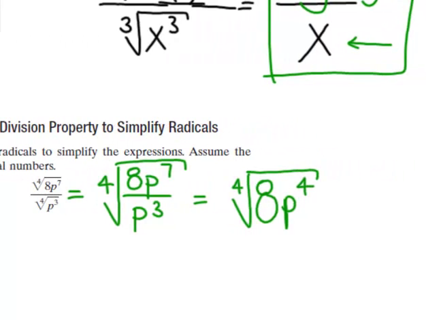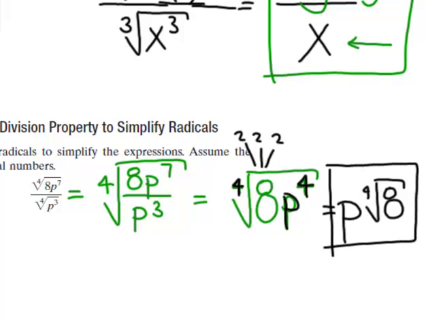Much better, there's no fraction now, and we need to see if we can factor anything out or take anything out. If we break up 8, we get 2, 2, and 2. You need 4 people in order to leave. 8 only has 3, so the 8 needs to stay in there. But the p, since you have 4 of them on the inside and it's the 4th root, you can take 1 out. So we get p times the 4th root of 8.